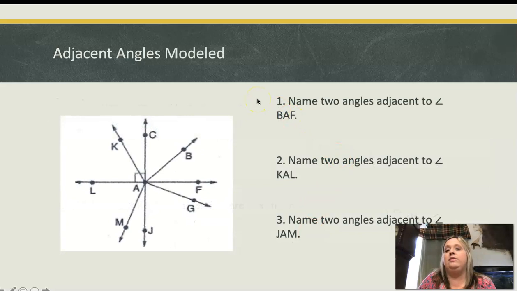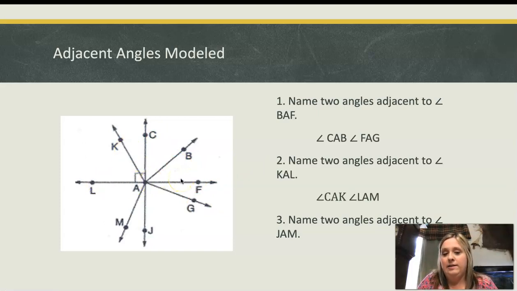So name two angles adjacent to BAF. I'll do the first one. How about CAB? Remember, when we do this, we can go in this order. And then F, A, and G. The next one, KAL. I have them on the screen, so this should be easy.